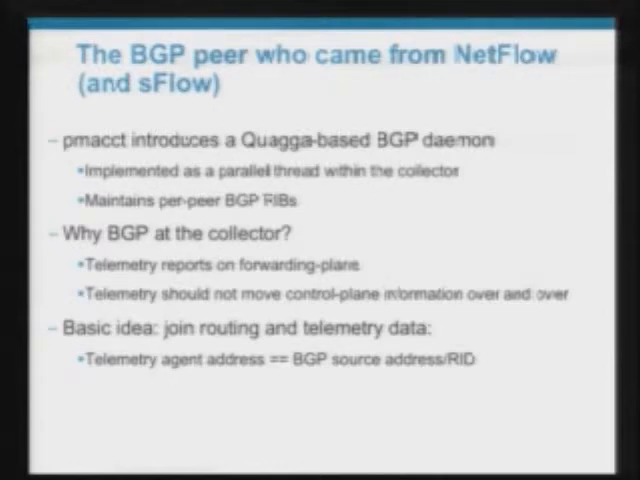So what is my idea on that? I don't know if there is any disagreement on this, is that, you know, the telemetry protocol should report on forwarding plane, and it's a little bit suboptimal that we have a nice protocol like BGP, and control plane information gets transferred over and over by NetFlow once again, right? So in my view, the optimal situation is that you get forwarding plane information from NetFlow, routing information from BGP, and then you join them together into the collector.